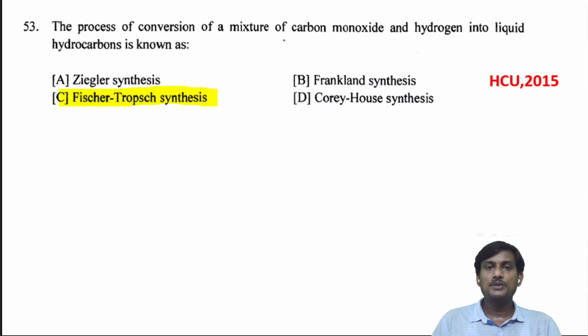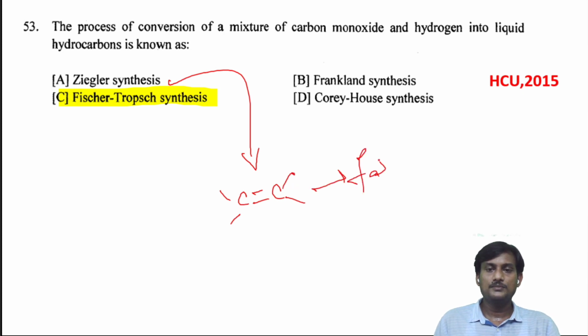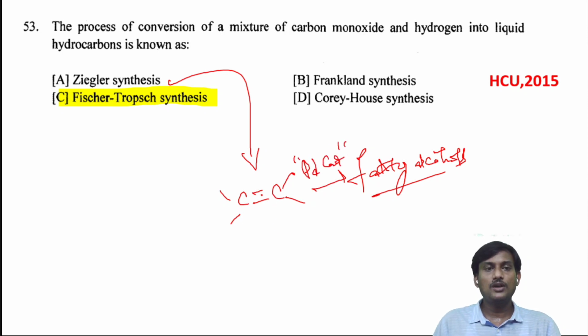The process of conversion of a mixture of carbon monoxide and hydrogen into liquid hydrocarbons is known as. Here, Ziegler synthesis converts alkenes, ethylene, into fatty alcohols. We get straight chain, long chain alcohols. In the presence of an organoaluminium catalyst, alkenes will be converted into fatty alcohols. This is Ziegler synthesis.